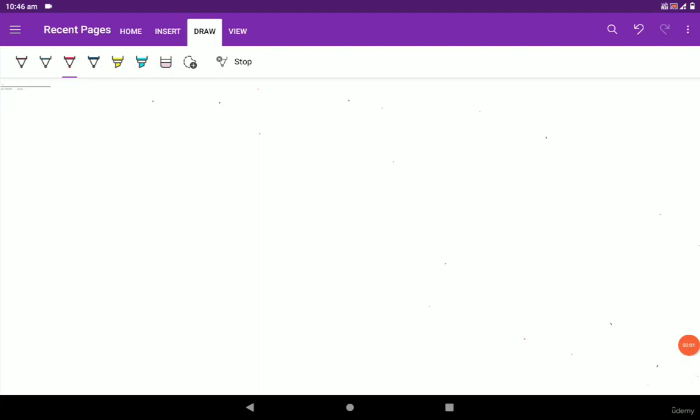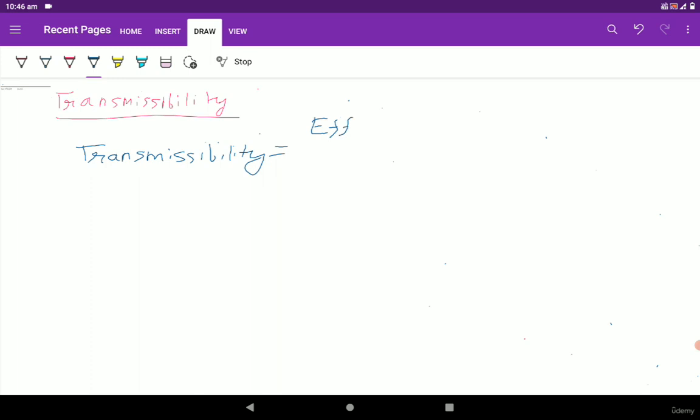So welcome to this new section, and in this lecture, we are going to learn about transmissibility. Transmissibility is equal to effect by cause. We can divide transmissibility into two types.